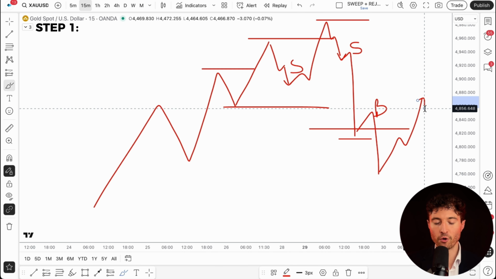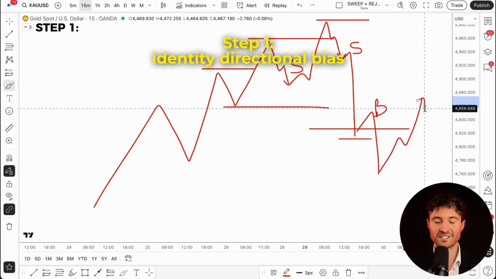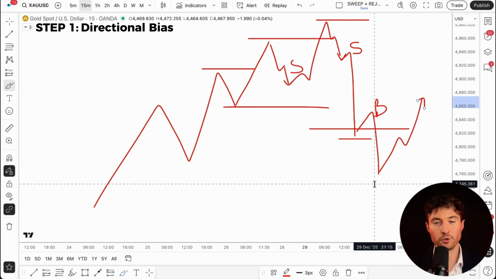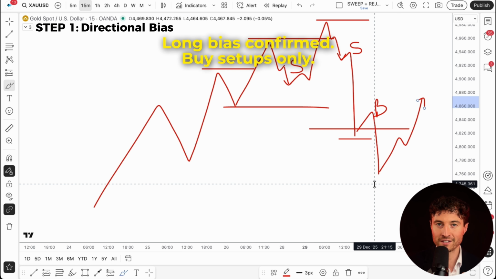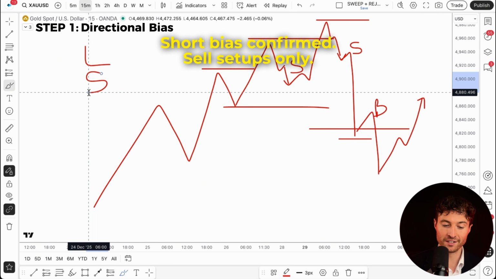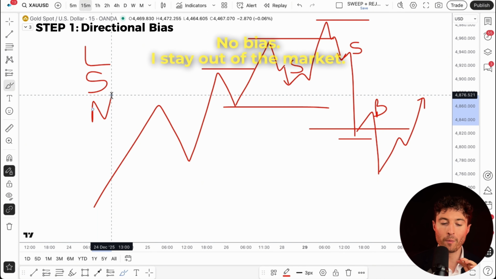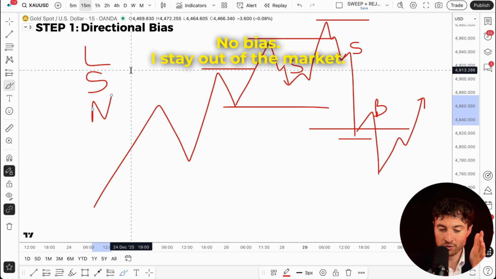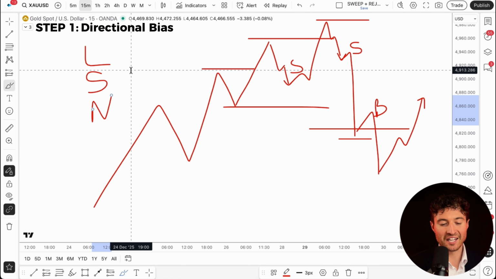The problem is that you don't know what your bias is for the day or for the session. And that's why step number 1 is the most important, and step number 1 is directional bias. So you should know every single day when you're turning up to the markets: am I long bias, am I only looking for long positions, am I short bias, or do I have no bias in this market? And then it's down to you as a trader to make sure that you stick with what you said you were going to do, with what your bias is for the day.